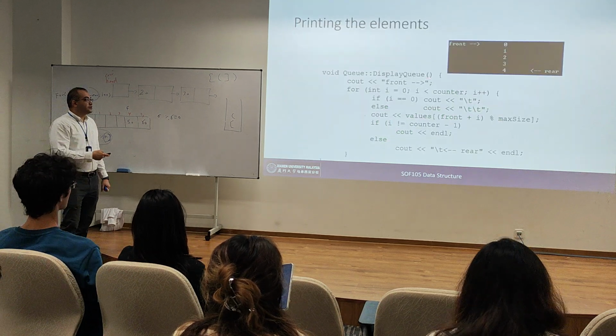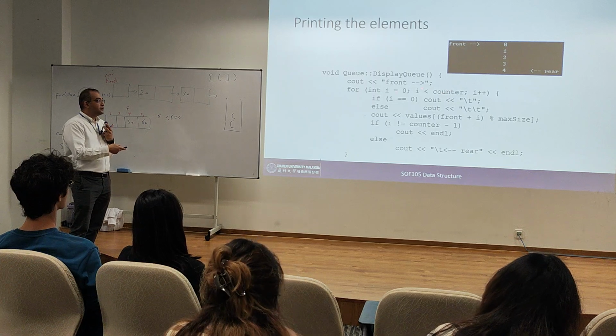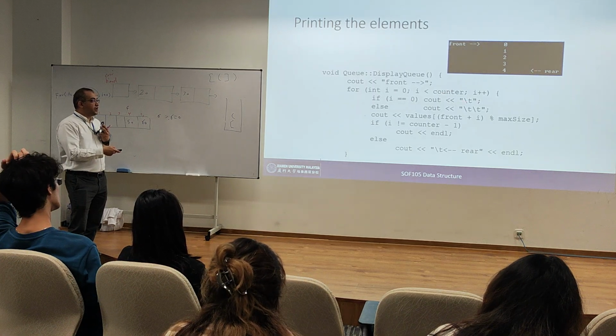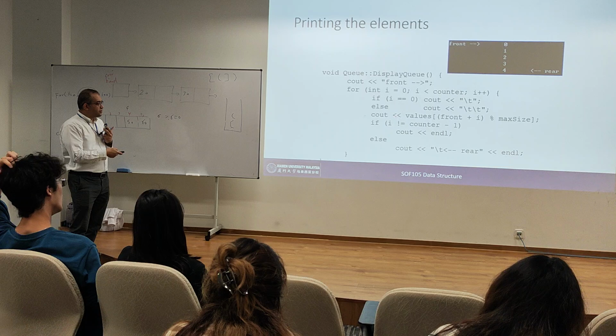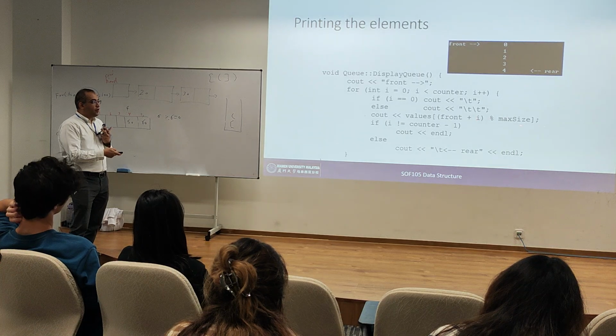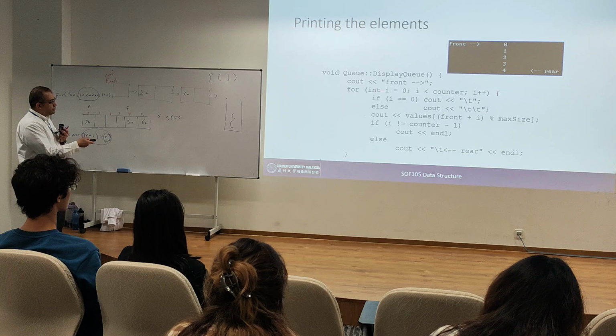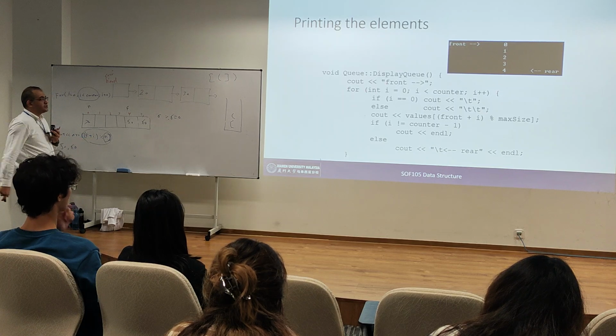So this is the display function. I begin from 0 until where? Counter, right? If I equal to 0, cout endl, cout, okay, for example here, I'll do what? Cout array of what? Front plus I, mod the maximum size. Correct? And that's it. I'll do this one. This for loop, all the rest are not necessary.